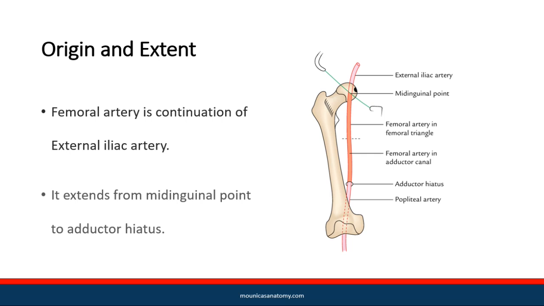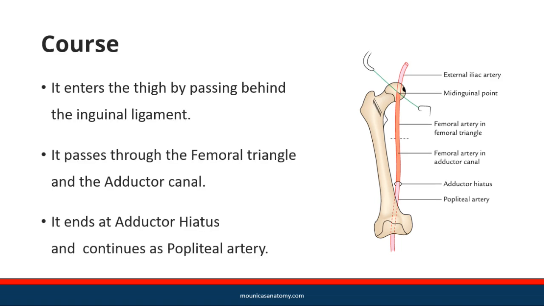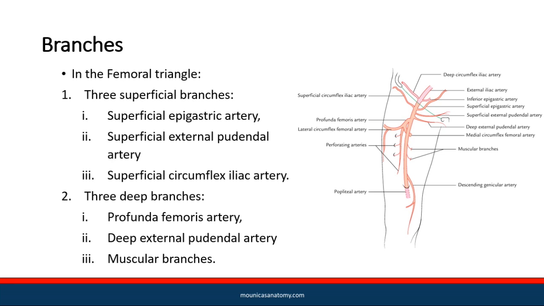It extends from mid-inguinal point to adductor hiatus. It enters the thigh by passing behind the inguinal ligament. It passes through femoral triangle and adductor canal. It ends at adductor hiatus and continues as popliteal artery.